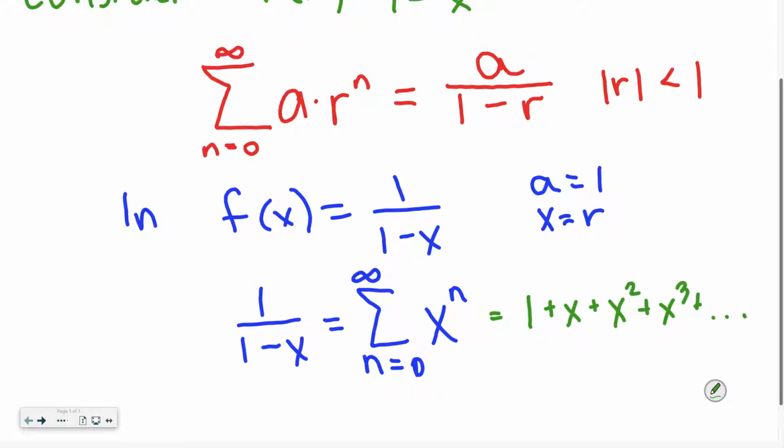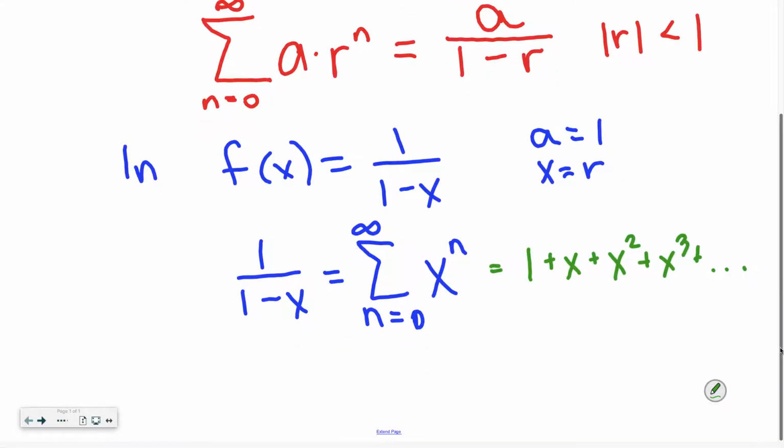Oh, it's a power series. Where would this be centered? Okay, we have x to the n. Nothing is being subtracted or added to x, so this would be centered at 0. And we know, without even having to do any work, what the interval of convergence would be. What is our interval of convergence?